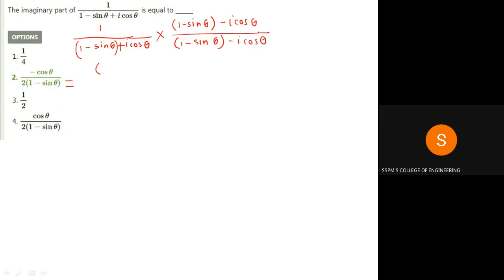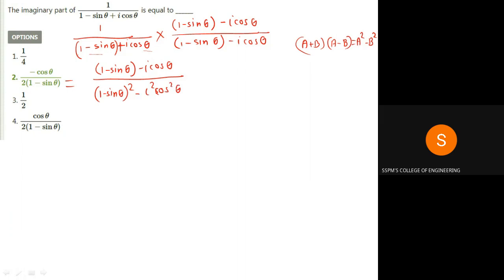So what do we get here? In the numerator, nothing will change: 1 minus sine theta minus i cos theta. Now in the denominator, suppose this is A and this is B. We will see that it is A plus B into A minus B. What is A plus B into A minus B? It is A square minus B square. So we will use that property here. So (1 minus sine theta) square minus i square cos square theta.